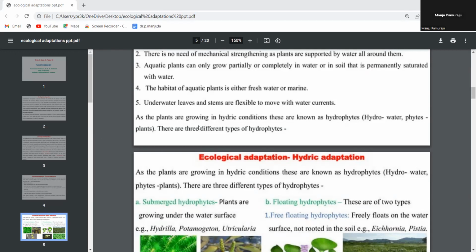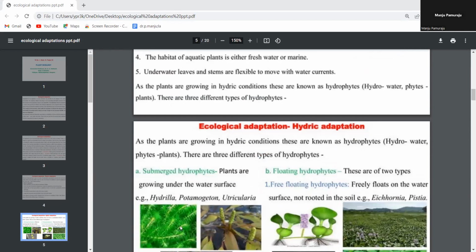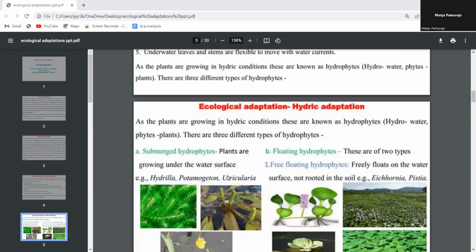As plants growing in hydric conditions, these are known as hydrophytes. Hydro means water and phytes means plants. There are three types of hydrophytes. Hydrophytes are classified into three types based on their modifications, that is, based on the presence of roots or how they are present in the water.